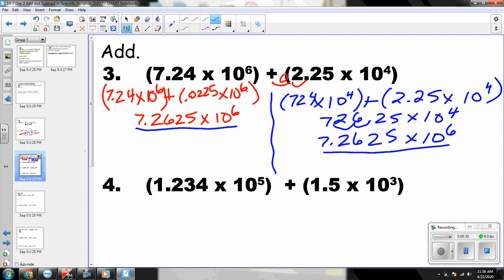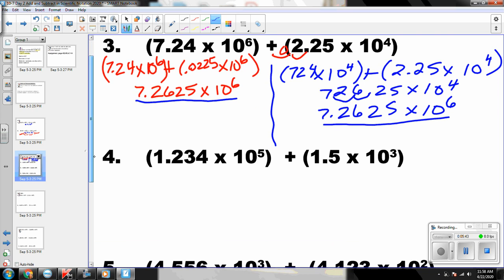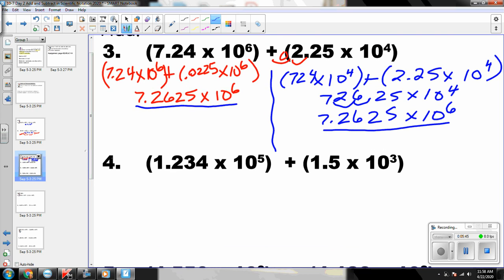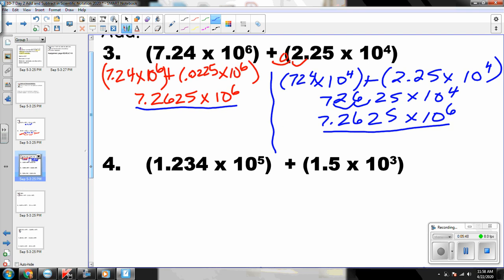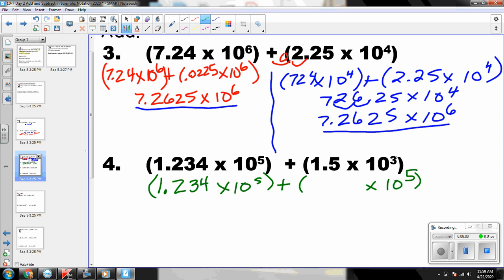Yes, it was using the higher exponent because my answer turned out to be in scientific notation. So from here on out, we're going to use the higher exponent. On number 4, I have a 10 to the 5th and 10 to the 3rd. 10 to the 5th is higher. So I'm going to keep 1.234 times 10 to the 5th the same. But I'm going to change the second number so it has a power of 5. So I'm making the 3 into a 5.